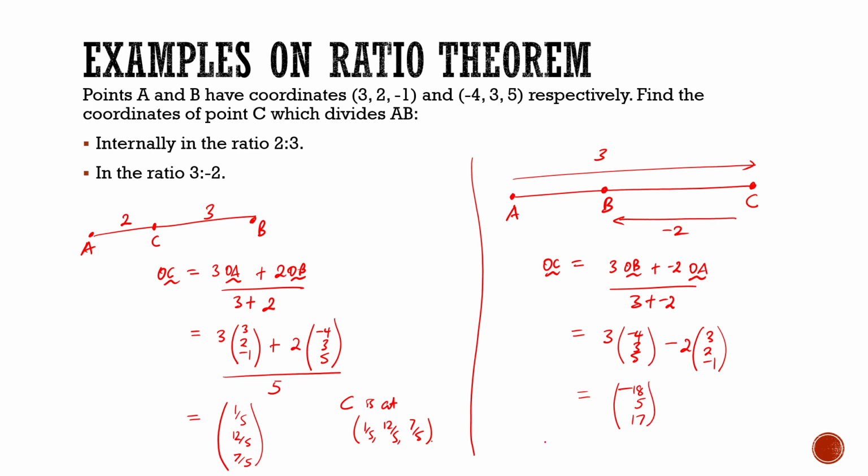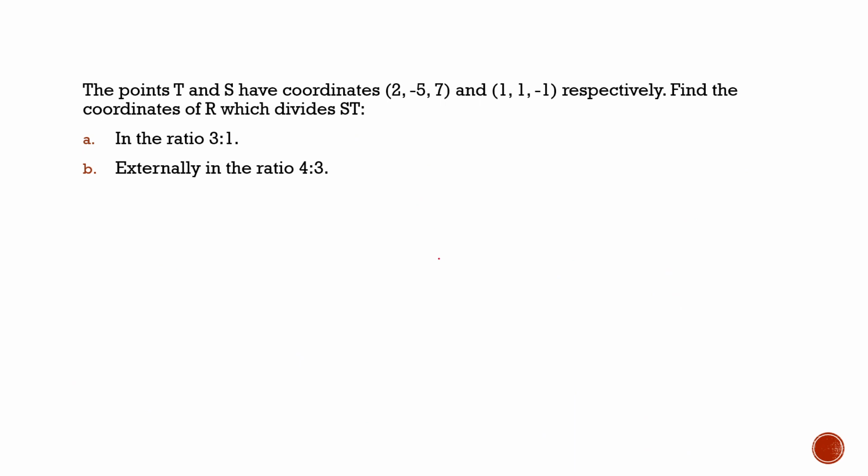Once again you write it as coordinates, because that's what it asks for. So C will be at -18, 5, 17, and that's how you'd handle such a question. Okay, let's look at another example.